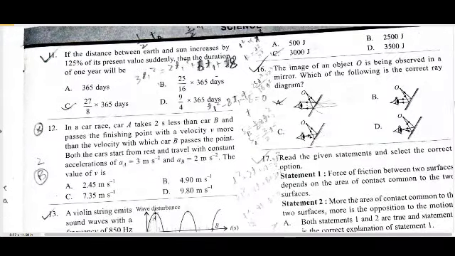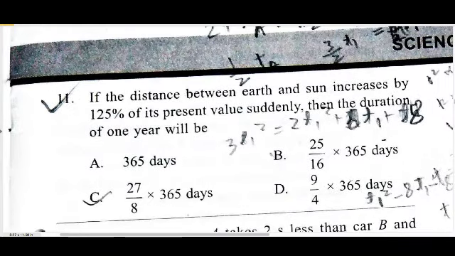So let us see the first question of the science section. It starts from number 11. If the distance between Earth and Sun suddenly increases by 125% of its present value, then the duration of 1 year will be. So this question can be done by Kepler's third law, that T square is proportional to R cube. And if you calculate, then the new time period will come out to be 27 by 8 into 365 days. This means previously the duration of 1 year was 365 days, but now it will be 27 by 8 into 365 days. This means that a year will become much longer.